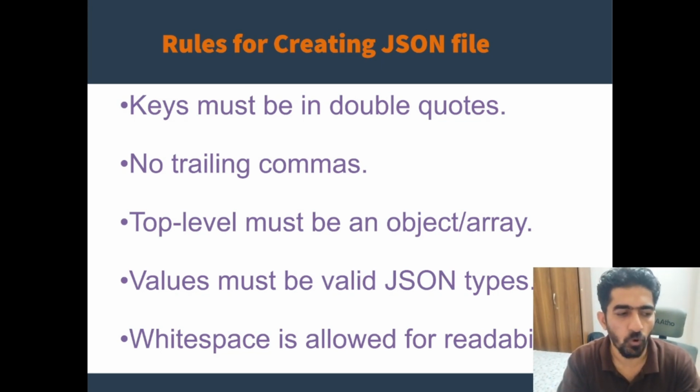Next, no trailing commas. It means whatever items we have are separated by commas, but after the last one we don't put any comma. If there is data after that key value pair, then we put a comma. If we don't have any data after that key value pair, we won't put any comma. That will create a problem. Then the top level must be an object or an array. In the last example we have seen, we have curly braces.